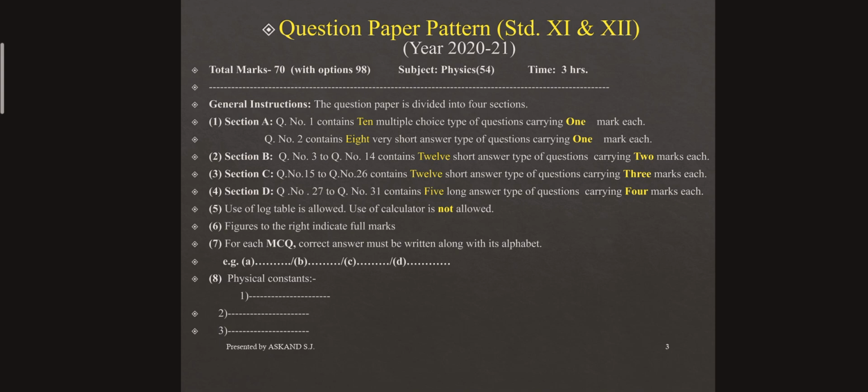One instruction is that whenever you are writing answers of MCQs, you have to write your answer with its alphabet. What does this mean? Suppose you are given 4 options: A, mass; B, force; C, current; D, voltage. Suppose C is your answer. You do not write only C, you have to write C with its answer, current. So write "C, current" like this, and then you will get the mark for that MCQ.